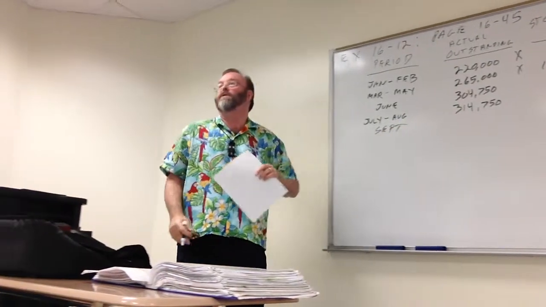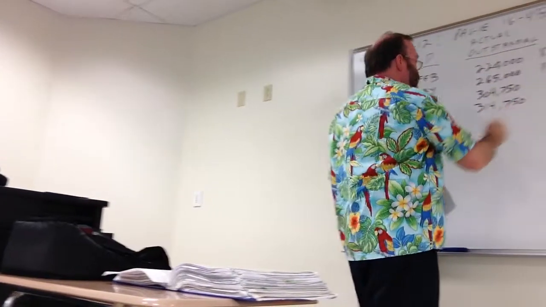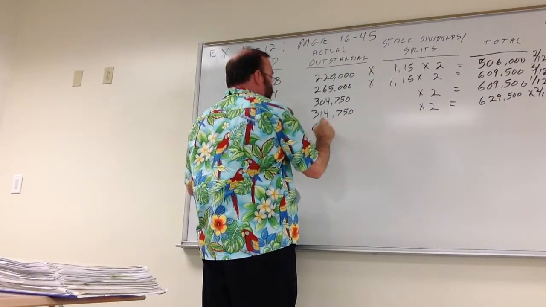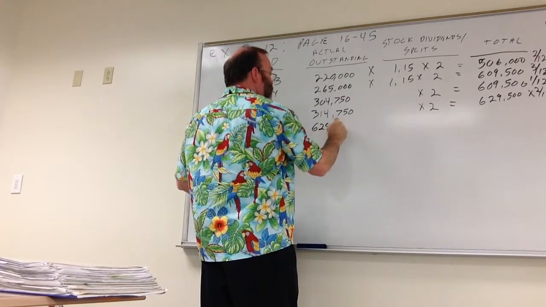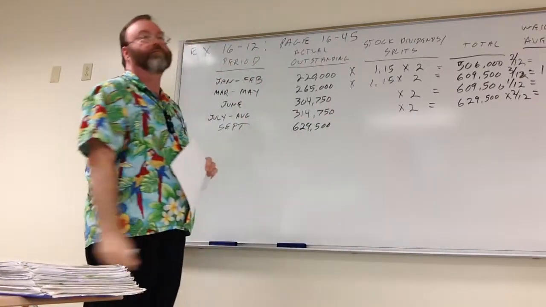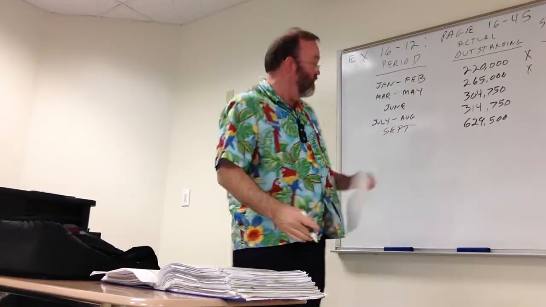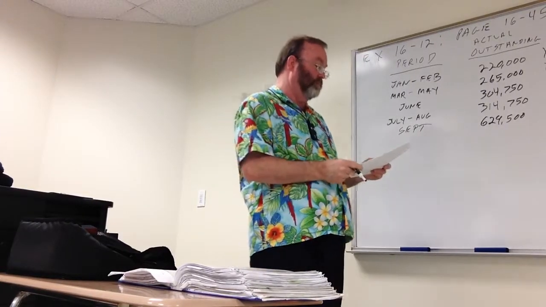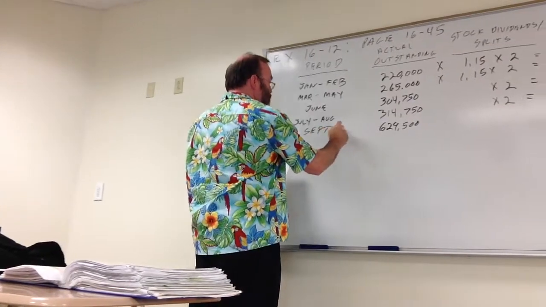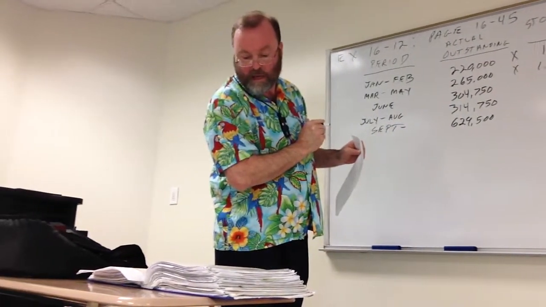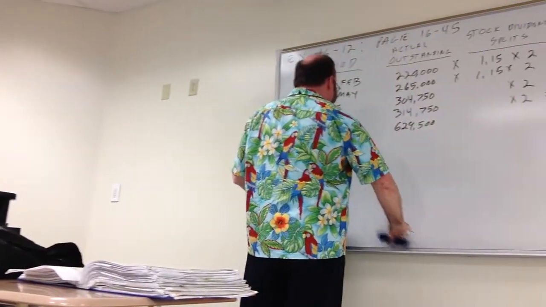The end of August, the stock split occurs. So you actually now have the 629,500, just for the month of September, because at the end of September is when the stock split occurs. Is that the beginning of September? Yes, beginning of September. It's just the 1 month.